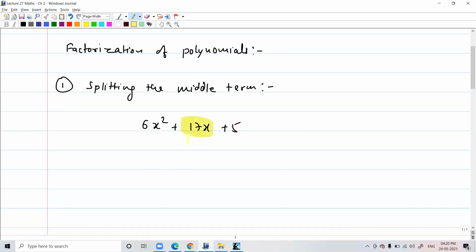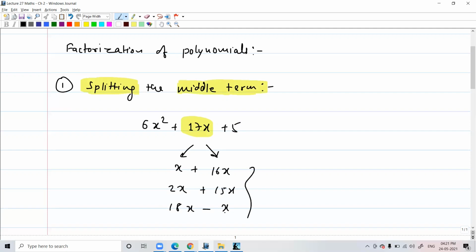This 17x is going to be the middle term, and as the name says, what are we supposed to do with this middle term? We are supposed to split it. Maybe all of you remember some part of what you studied in the last class. How can we split it? There are so many ways to split it, but let's see which one we have to choose. 17x, we can split it as x plus 16x, or 2x plus 15x, or 18x minus x. There are so many ways to split it, right? Can you people understand that?